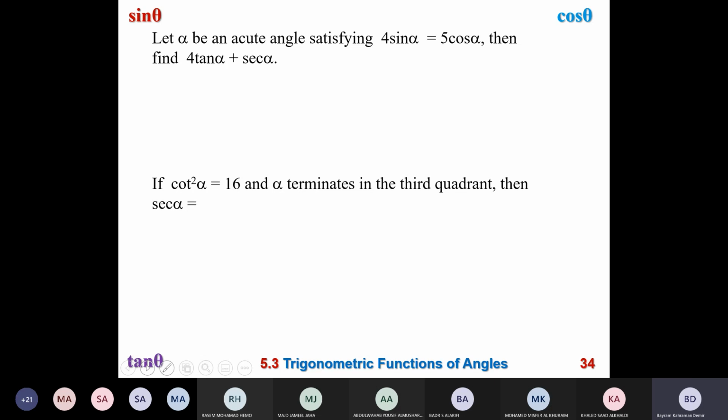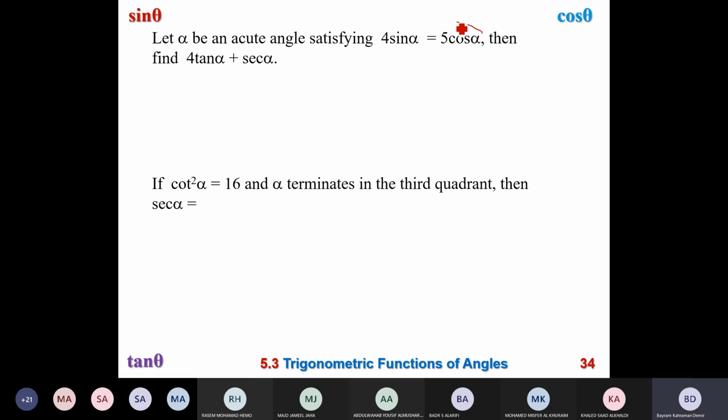Let alpha be an acute angle. What does it mean, acute angle, Shabab? Less than 90. It's a small positive angle, right? That means less than 90, a positive angle. And we have 4 times sine of alpha equals 5 times cosine of alpha. Okay, so what is 4 tangent alpha plus secant alpha?